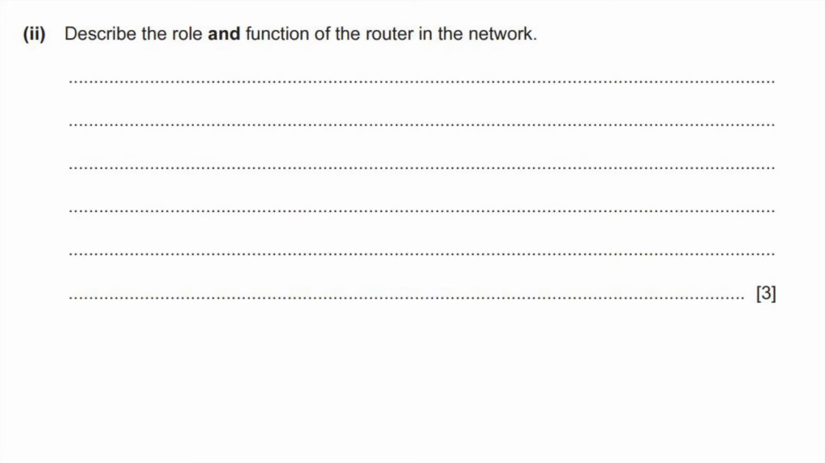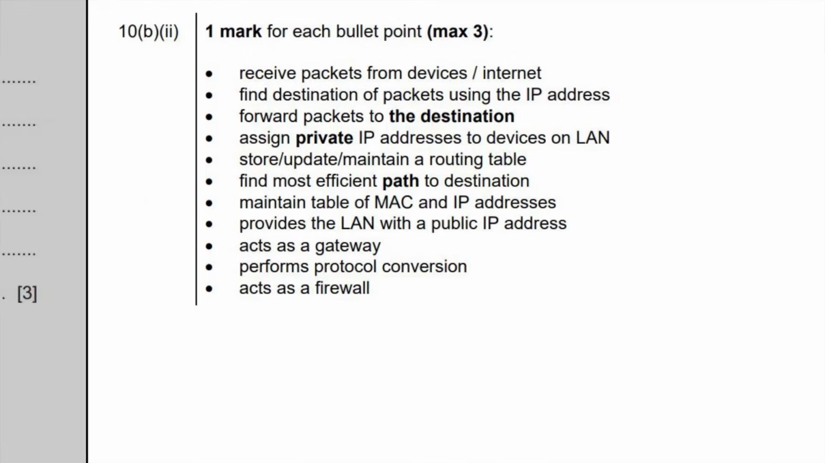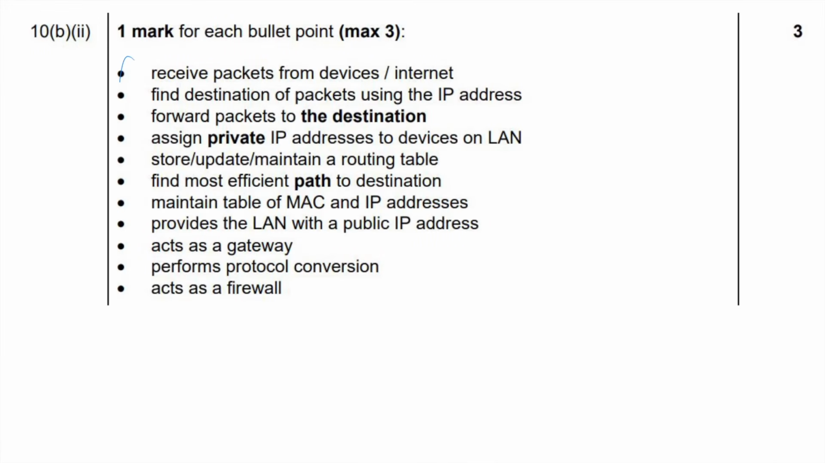So we've got an A-level question. Describe the role and function of the router in the network. These are basically the different functions: receive packets from the internet, find destinations of packets, forward packets, store, update, maintain a routing table, find the most efficient path. I think we've already seen basically all of these. Provides a local area network with a public IP address.